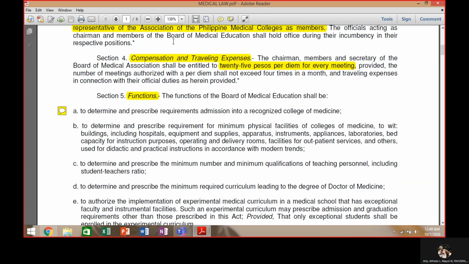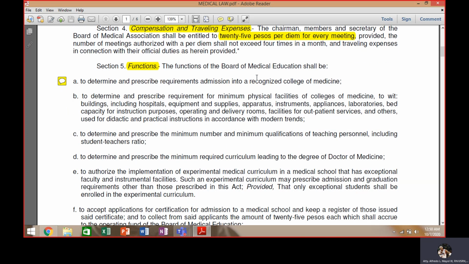Section 4, compensation and traveling expenses. The chairman, member, and secretary of the Board of Medical Education shall be entitled to 25 pesos per diem for every meeting. Okay, so this is the honorarium. However, this has already been changed. Provided the number of meetings authorized with a per diem shall not exceed 4 times in a month, and traveling expenses in connection with their official duties as herein provided.